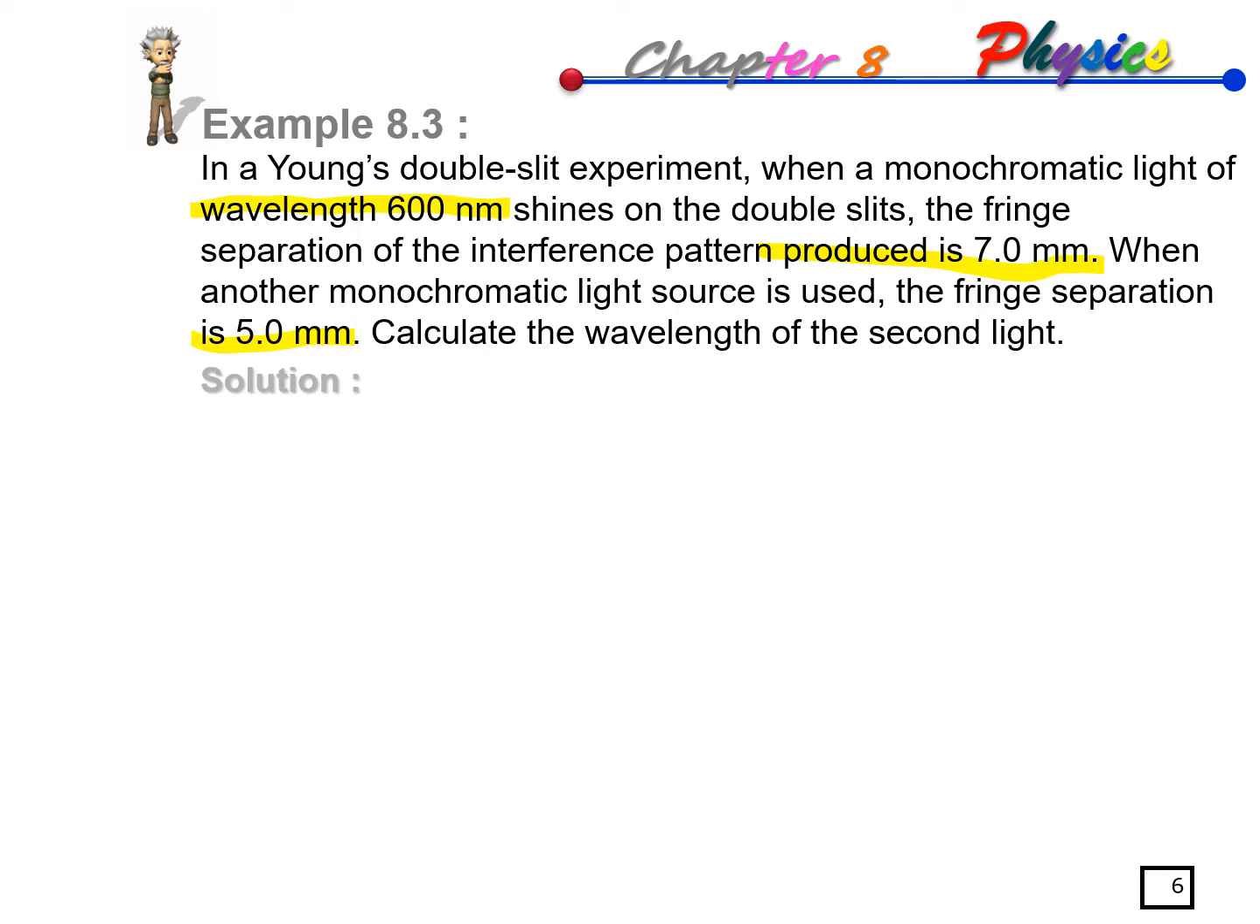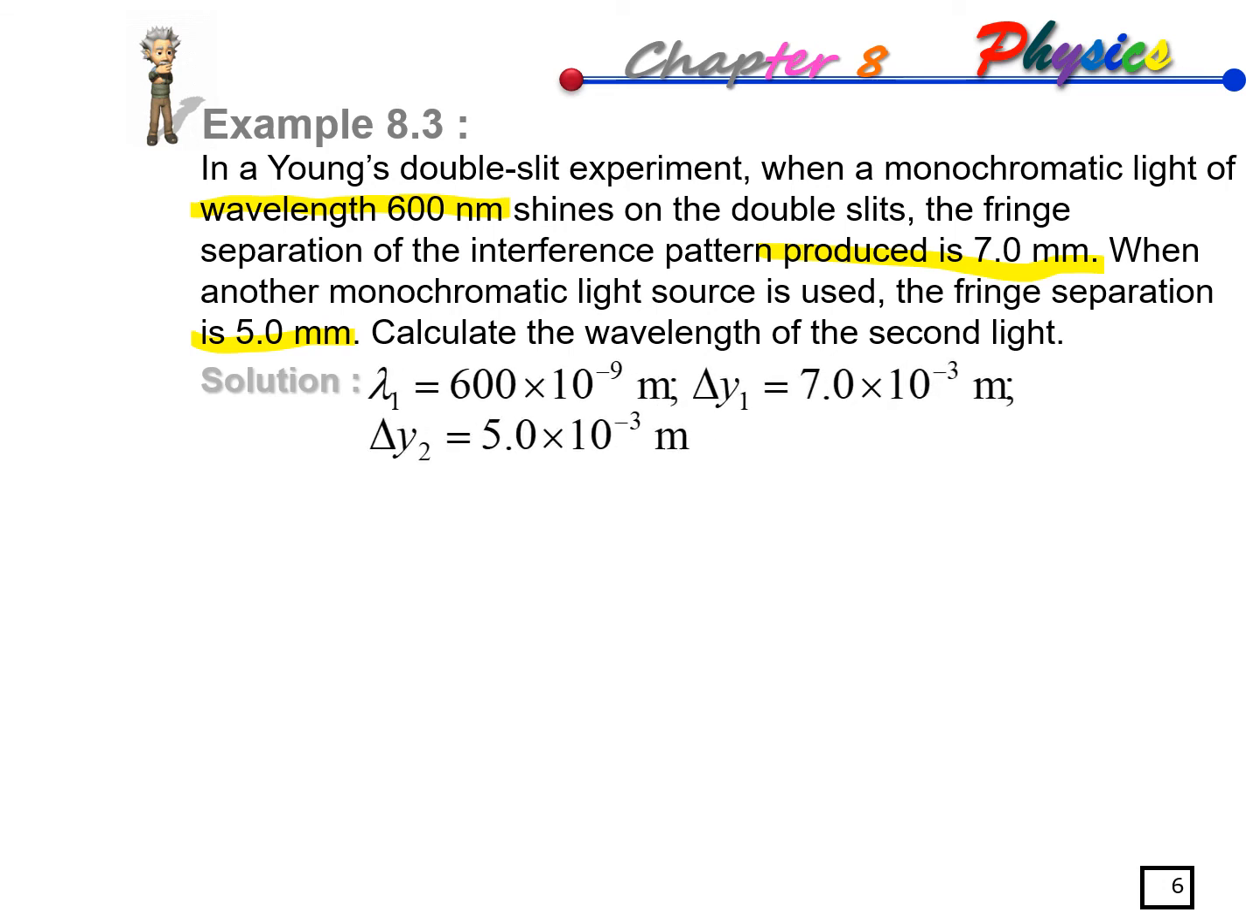The assumption here is that we are doing the same experiment with two different light sources, assuming all the other variables are constant. The only information we have is the wavelength and the fringe separation for the first case, and then the separation for the second case.